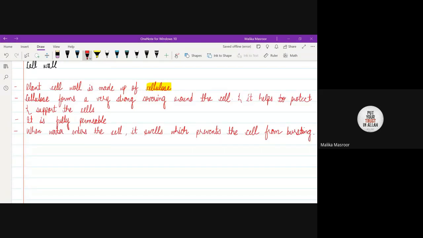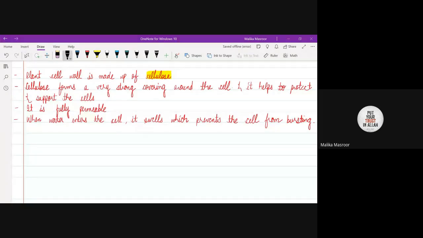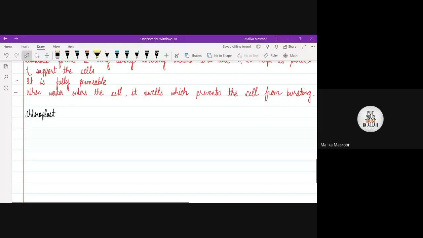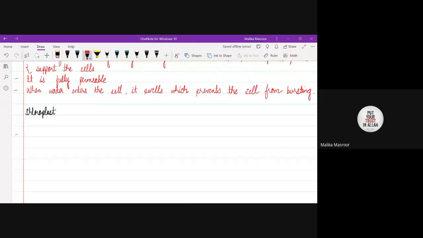Alright, then second is your chloroplast. Both the cell wall and chloroplast are only found in plant cells. Chloroplast contains a green colored pigment called chlorophyll. It's not the chloroplast absorbing light, it's chlorophyll that absorbs light. So I will say it contains green colored pigment called chlorophyll that absorbs sunlight.